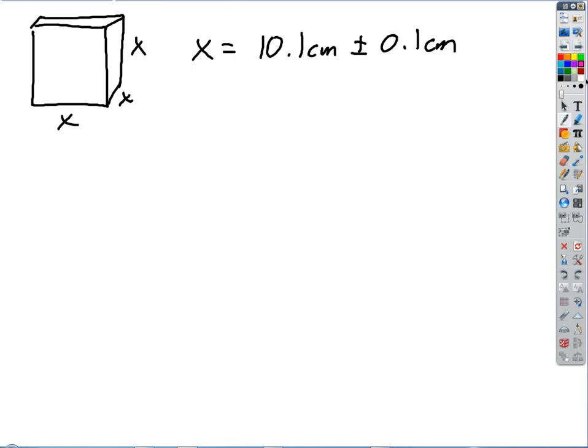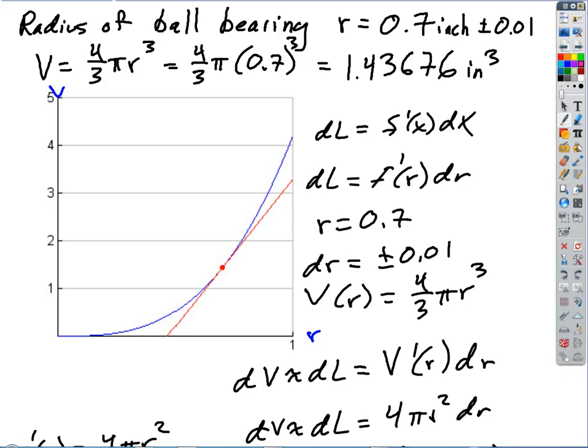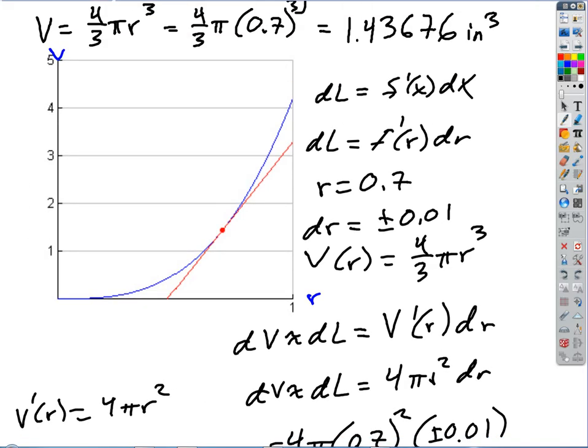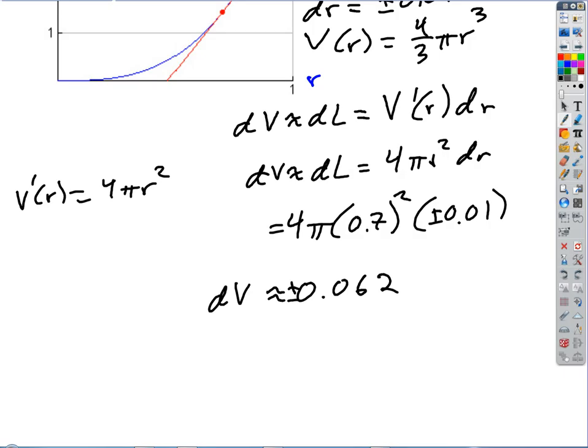So we got an answer here. So dV is approximately plus or minus 0.062 cubic inches, right? That's how much the volume is potentially going to change based on our little manufacturing error or our tolerance in building the ball bearings, right? Is that good or bad? How might you know?